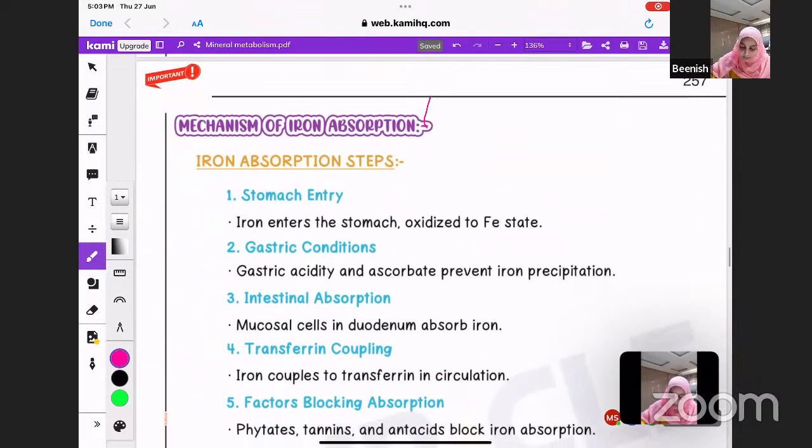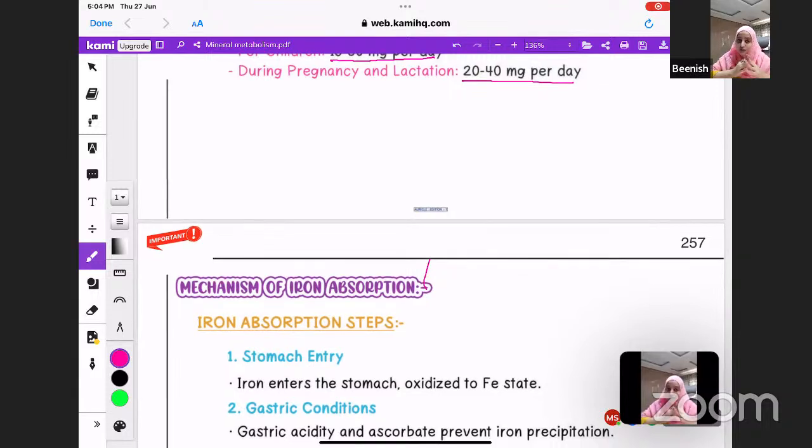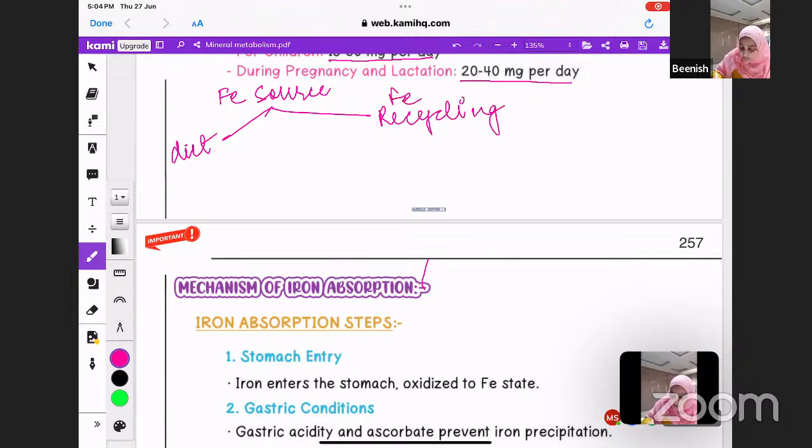Now, talking about the mechanism of iron absorption, very important. So what is happening is, firstly, an important source of iron is through diet. One is through diet, and the other is through recycling of iron from RBC destruction. So I'll take both of them.